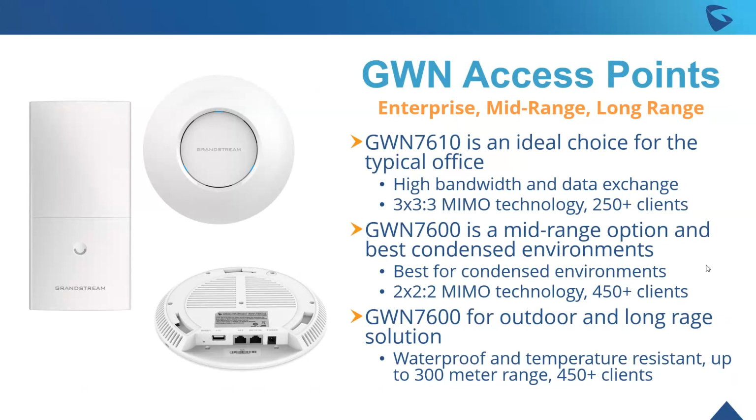The GWN 76000 is a mid-range option. It's best for more condensed user environments. This is 2x2x2 MIMO technology, so it can actually support up to 450 clients. How does this compare to the 7610? We just like to say 7610, less clients, faster experience. GWN 76000, more clients, a little bit slower data exchange.